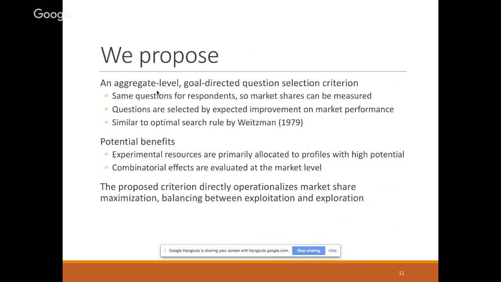So this naturally balances between exploration and exploitation because we focus on expected improvement, which is a variance of the high preference area. We also estimate combinatorial effects or synergetic effects at the market level performance, which present much more stability than individual level estimation. Conceptually, our proposed criterion directly operationalizes market share maximization, and it balances between exploration and exploitation without random exploration that also wastes experimental resources.